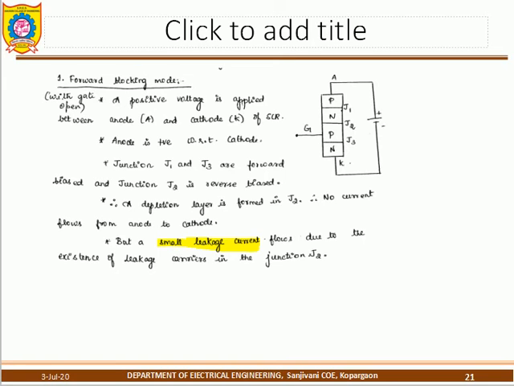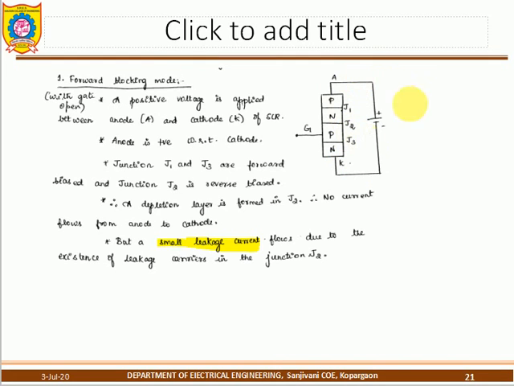This is about the 4 modes of operation. One more point you want to know: in forward conduction mode, what happens construction-wise? Here J1, J2, J3 are there. Forward mode means the anode is positive with respect to the cathode. When you apply that, J1 and J3 are forward biased and J2 is reverse biased. First is the forward blocking mode, which means the SCR is not conducting, even though the anode is positive with respect to the cathode.